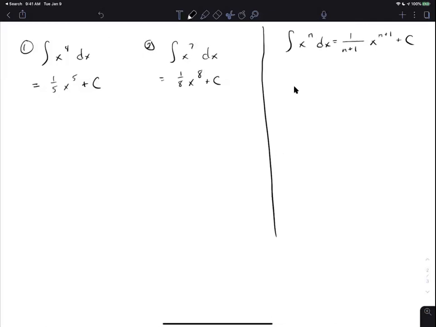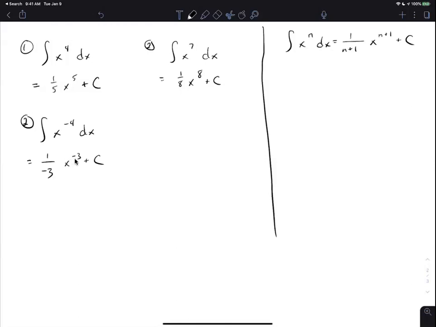Okay. Does that always work? Somebody say no? Okay, it does not. But does it work for, like, -4? Okay. So if it does, you get 1 over, what's -4 plus 1? -3. Good. -3, so 1 over -3, x to the -3 plus c. Please don't ever leave an answer like that, but that's what the rule says.